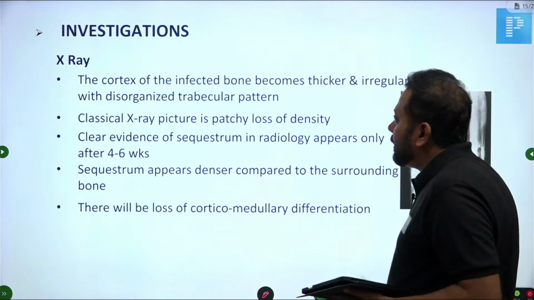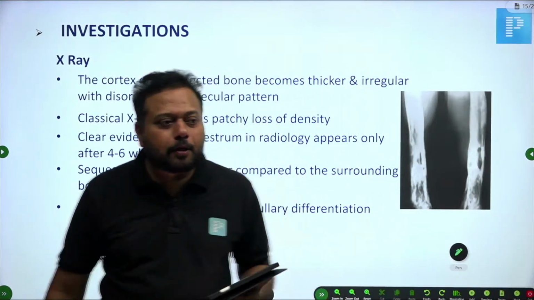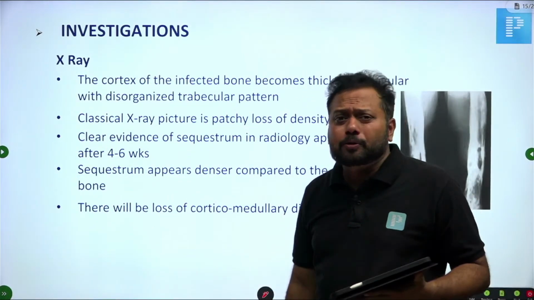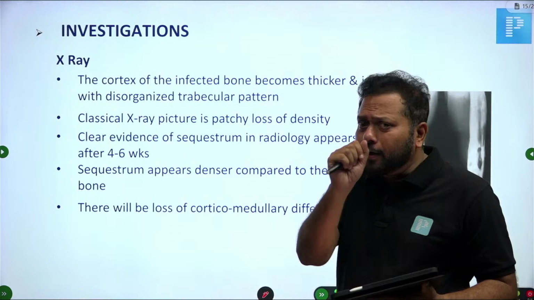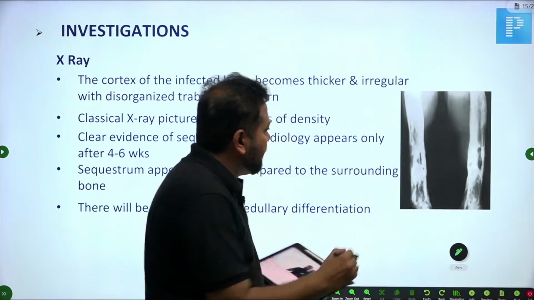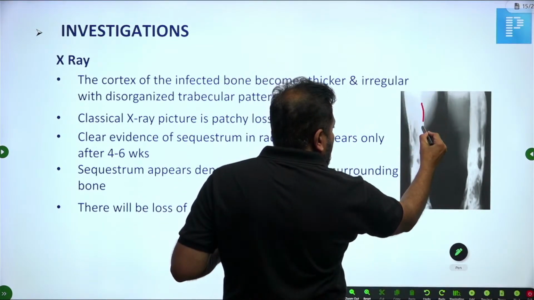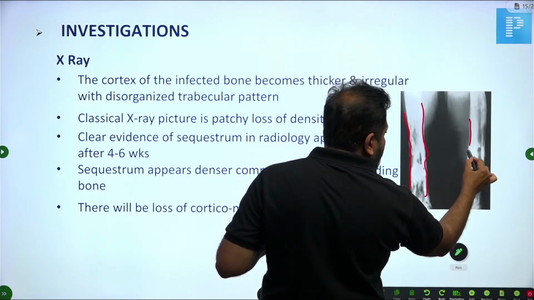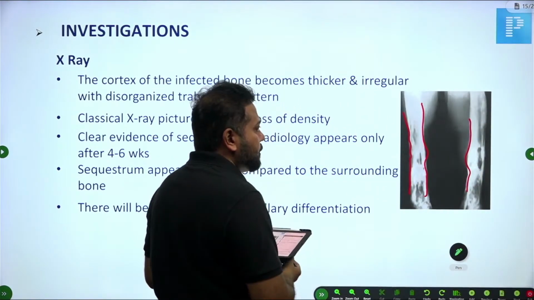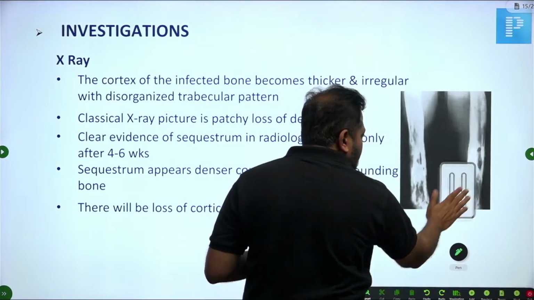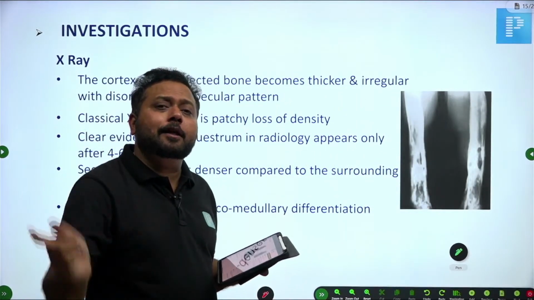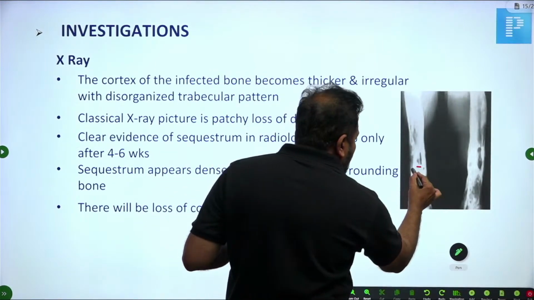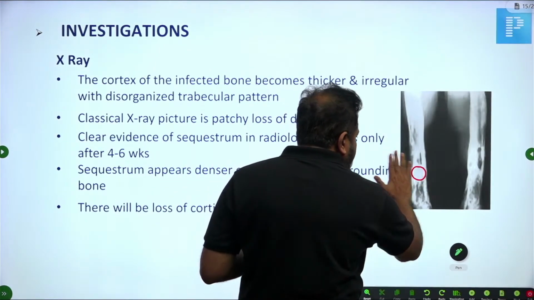Superb answer. Investigation: when you see this X-ray, the X-ray is enough to diagnose chronic osteomyelitis. What are the things it will show? First, in this view the cortex is very irregular, with irregular cortical margins because of repeated periosteal reaction. And a sequestrum, a dead bone, is seen, which is more opaque than living bone.